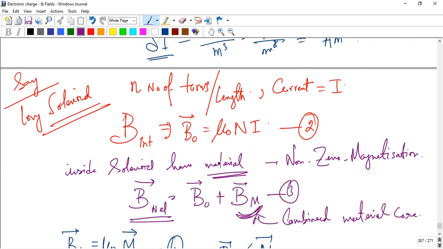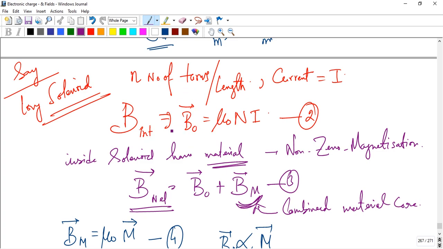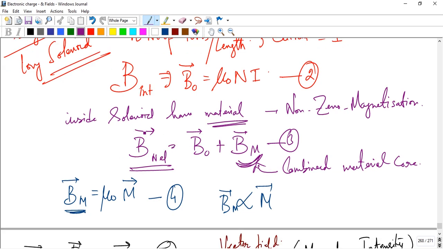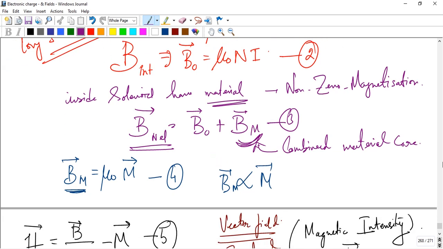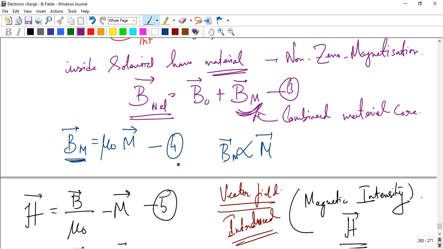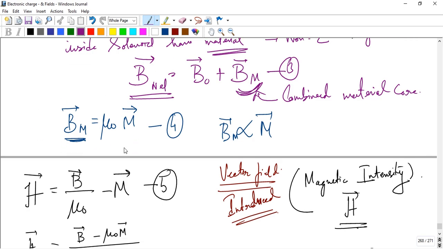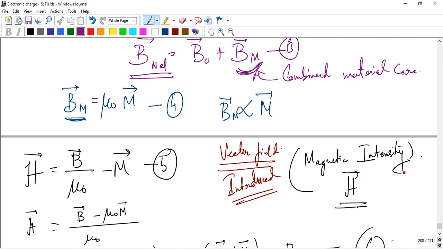When there is a solenoid with n number of turns, we know the internal field is B naught equal to mu naught n i. When the inside of a solenoid has some material, that material has non-zero magnetization, and then the magnetic field changes in the solenoid. So for the combined material core, we introduce a new term, B M, the field with the material core. Now with B M we introduce an interesting term, the new term called magnetic intensity, also the vector H.